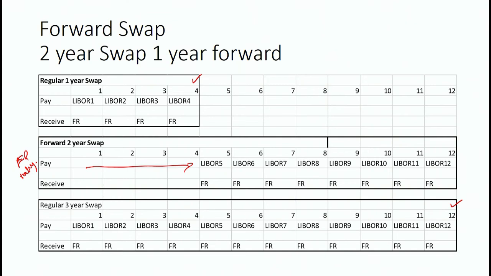So what we need to do is figure out, what rate would I commit to today? What fixed rate today, for a swap that actually begins 1 year from now, but would be a 2-year swap that would go for periods 5 through 12. Okay, so that's the problem. That's what we're going to try and talk about here and work through.